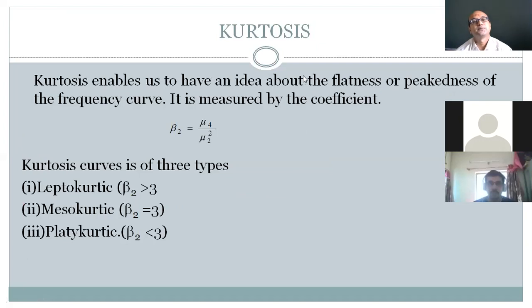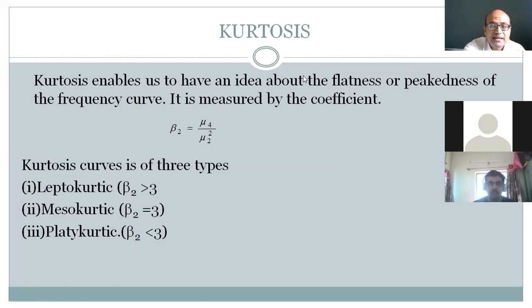And kurtosis. Kurtosis enables us to have an idea about the flatness or peakedness of the frequency curve. It is measured by the coefficient beta 2 equal to mu 4 by mu 2 square, where mu 1 is the mean, mu 2 is the variance, and mu 3, mu 4 go for higher levels. So kurtosis gives the shape of the curve.